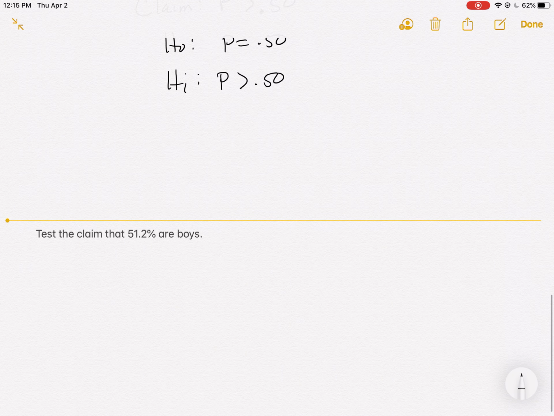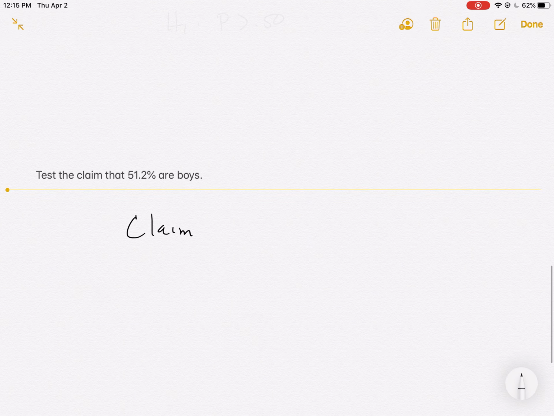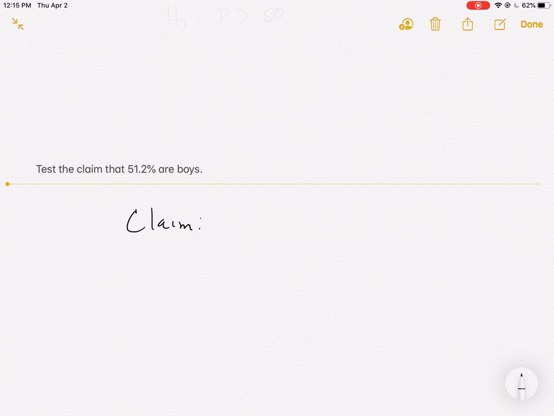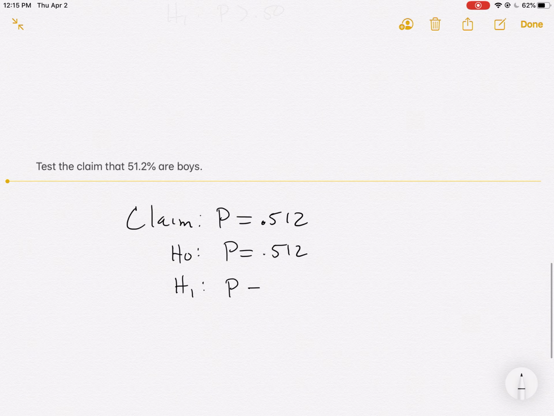Last example, also coming from the 8.2 area. What's our claim? Our claim is that 51% are boys. Well, that sounds like it's flat out equal to 51%. So notice when I write my percents, I put them as their real number equivalents in the claim. The null hypothesis is the exact same thing. The null hypothesis and the claim agreed. That's where the alternative hypothesis really gets its name, for these times where the null and the claim agree. And so what's our alternative hypothesis? That is not equal to 0.51.